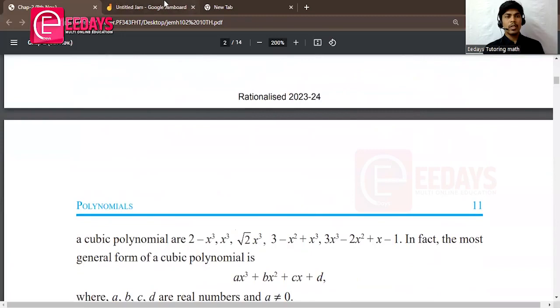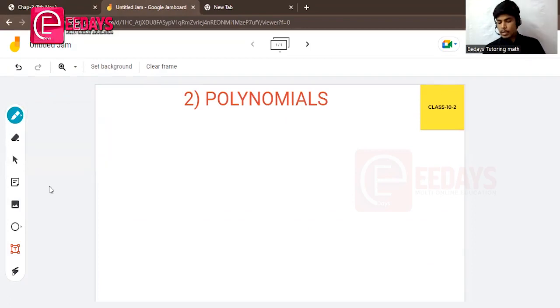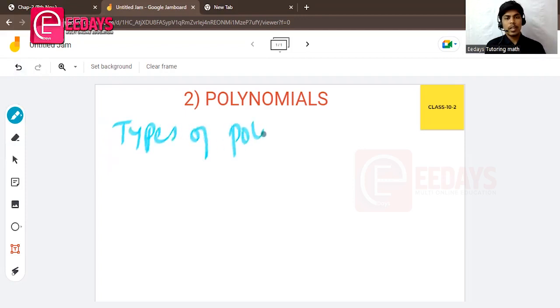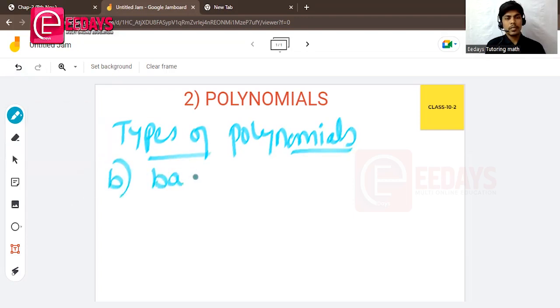Okay. Now, let's understand the next type. Types of polynomial based on, this is what we learned in the previous grades. Type B. Now, once again, types of polynomial based on degree, now based on the number of terms.